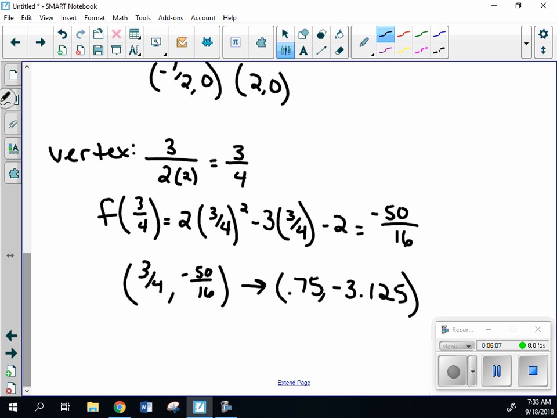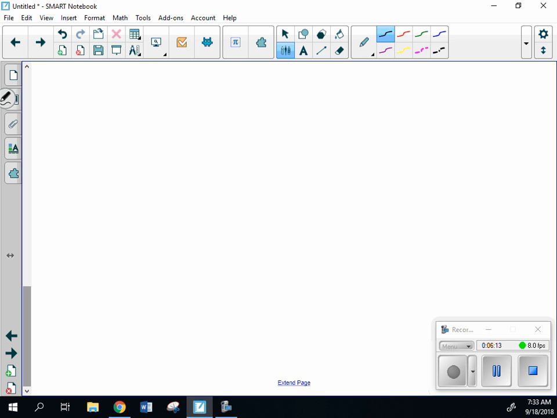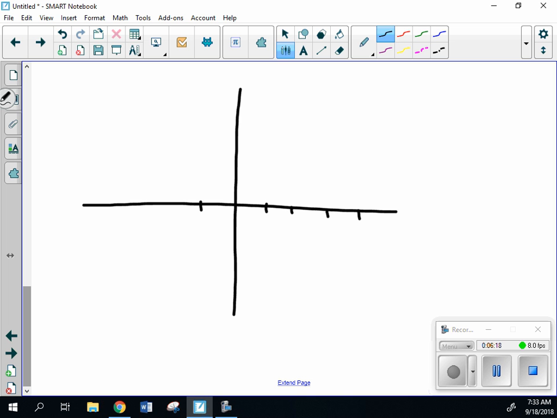All right, so we've got our zero points and we have the vertex. Now, how is that going to help us? That's going to help us because when we're looking at our graph, we have points to base this off of. All right, so my zero points are at negative 1/2, 0, and at 2, 0. So I've got my zero points plotted. The next point I'm going to plot is the vertex, which was at 0.75 and then negative 3.125, so roughly here.